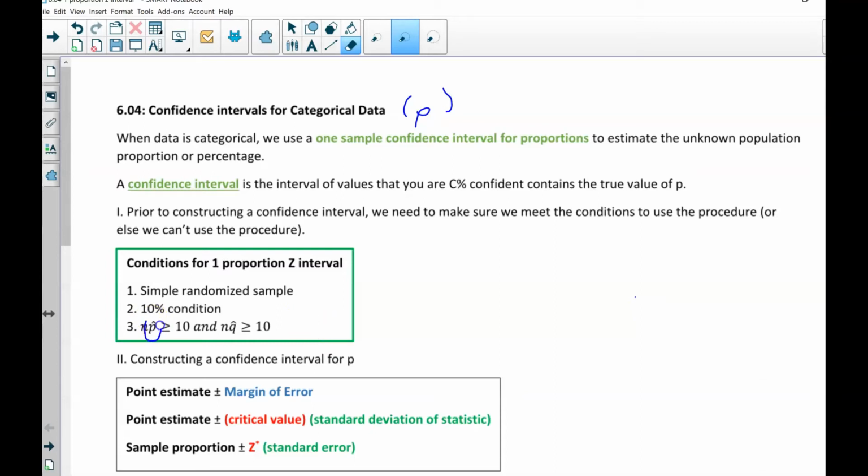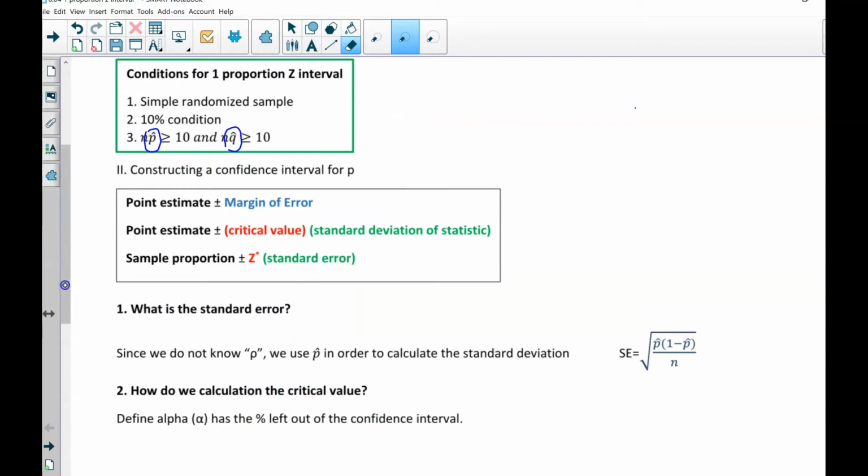Notice that we're using p hat and q hat in place of p and q. Why? Because we don't have p and q. The basic format of a confidence interval is the point estimate, which will be, in our case, p hat, plus or minus the margin of error. The margin of error is the critical value times the standard deviation of the statistic.